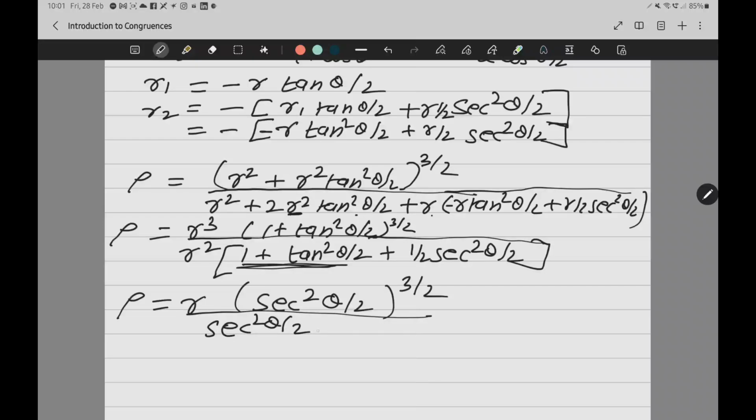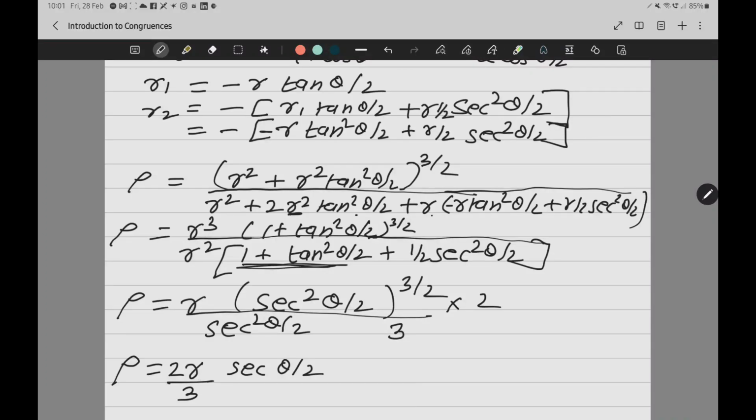So 1 plus 1 by 2 is what? 3 by 2. Right. So 3 by 2. Correct. Now rho is equal to R secant theta by 2 and 2 by 3. Correct. So now I reach to this point. Now the next step is what?